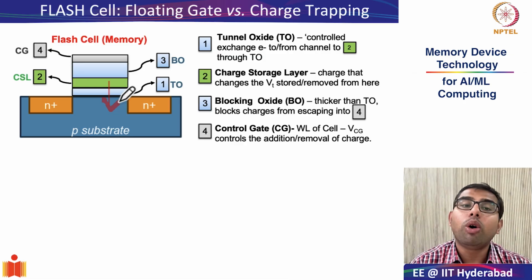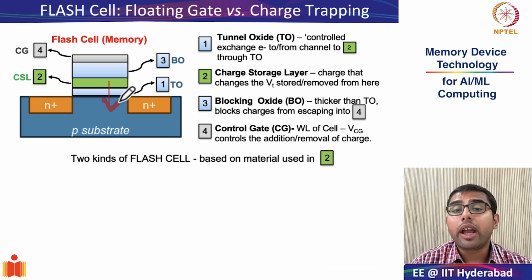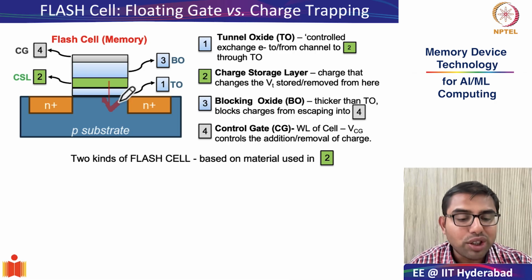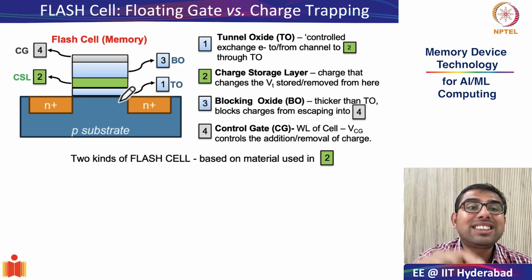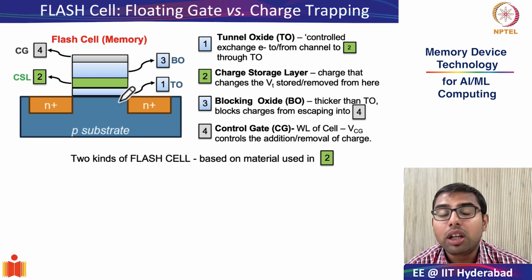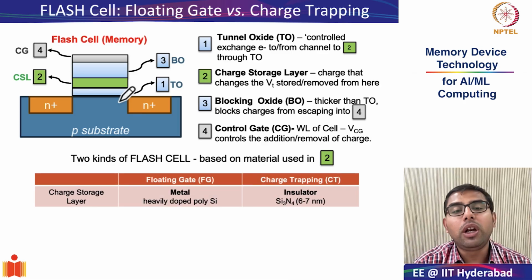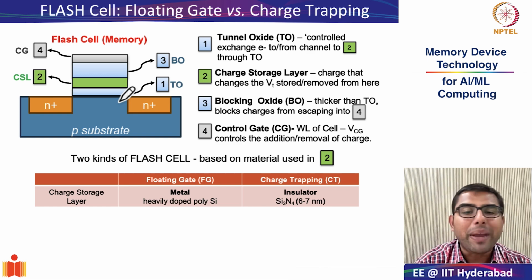So it facilitates the overall operation of the flash cell. With this understanding, it would be very important to note that there are two different kinds of flash cells, two different flavors of flash cells, depending on what this charge storage layer, which is the most important functional layer, is based out of. What is the material that constitutes the charge storage layer basically classifies the flash cell into two different entities. So these are popularly known as the floating gate flash cell or the charge trapping flash cell.